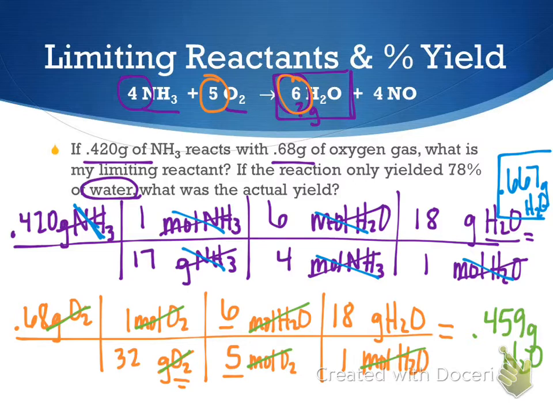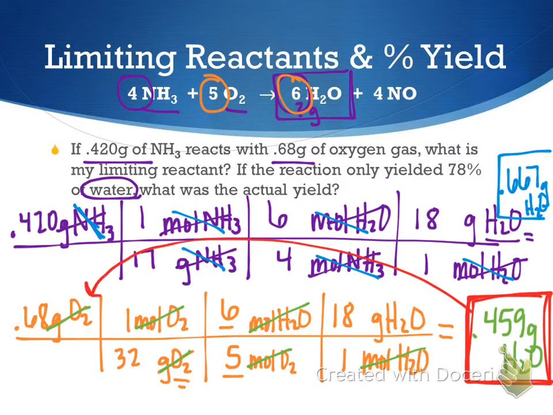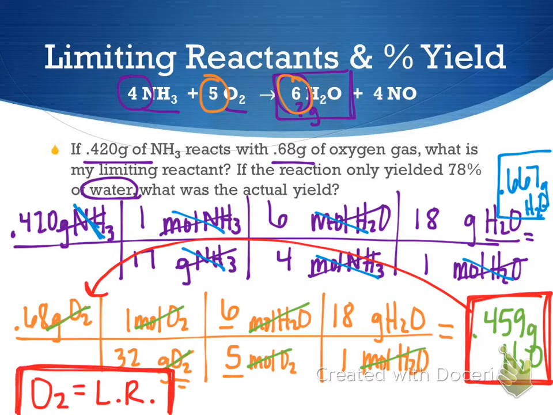Okay, so of these two options, which of those yields a smaller amount of water? Right, this is smaller, 0.459. This is a smaller amount of water that yields, or that comes out. So that means we go back to the beginning of our T-chart and we say that O2 is our limiting reactant. Right? Oxygen gas is going to run out first. So there's no way with these two starting amounts we would ever be able to make that much water.